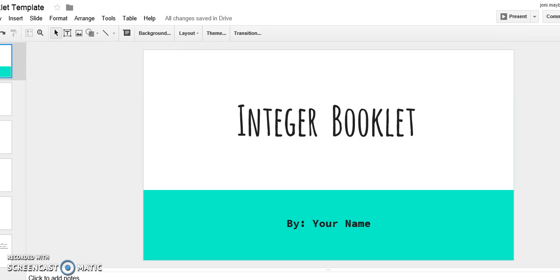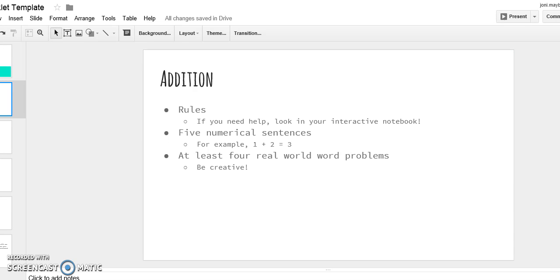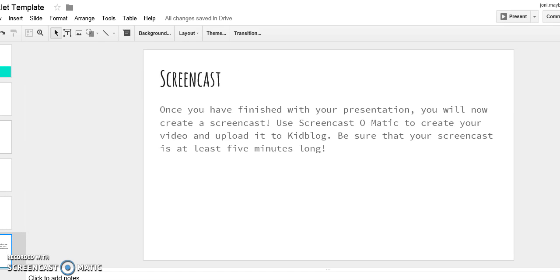Again, this template is nothing fancy. It just reminds students of what's expected of them. For example, on the first slide, they need to do addition. They have to have the rules, the numerical sentences, and their word problems. And it goes through with subtraction, multiplication, and division. And then the last slide on this template just reminds them of their screencast.